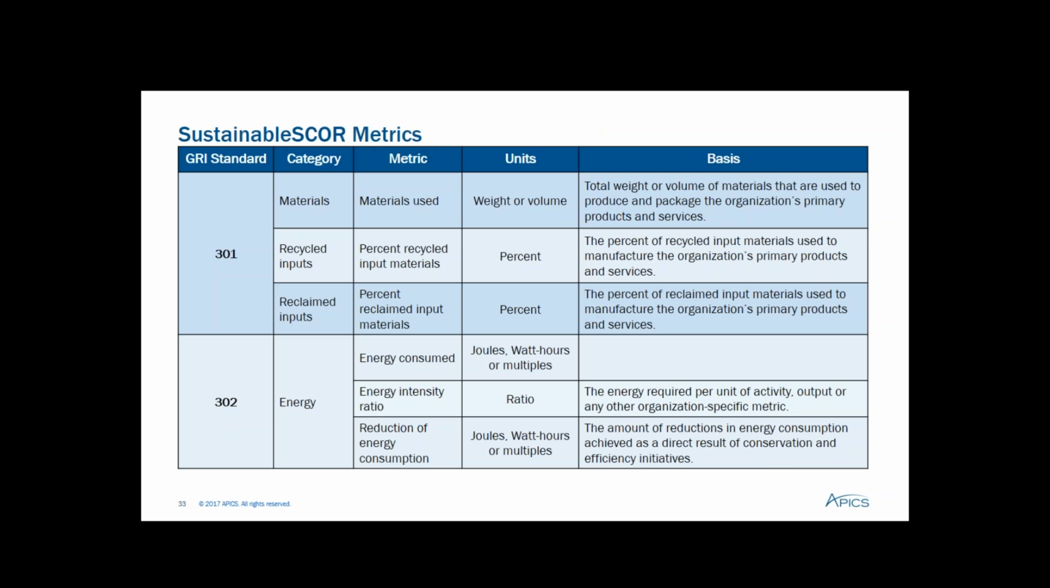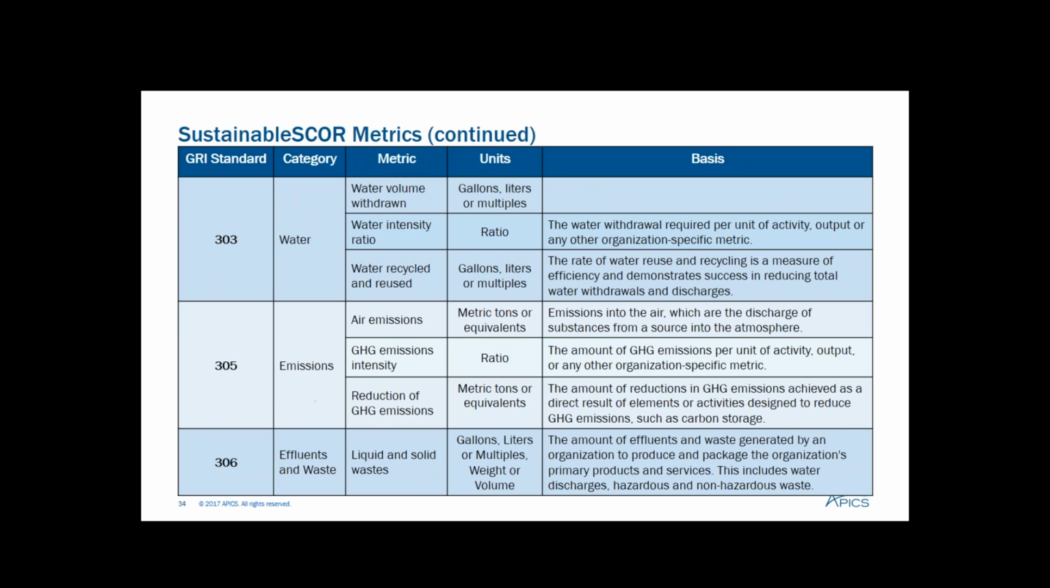Here's a sample of Sustainable SCOR metrics. The metrics can be used for each of the SCOR level 3 processes and then aggregated to level 2 and level 1 processes. These metrics are readily available for most organizations that are measuring and reporting upon GRI material topics.